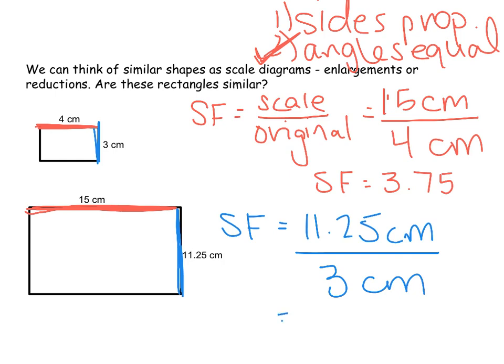So 11.25 divided by 3 gives us a scale factor of 3.75. So we can say because both sides were enlarged with a scale factor of 3.75, both our red side and our blue side, we would say that this rectangle is actually indeed similar to our original. The angles are all equal, and the last thing to check off is that the sides are in proportion.